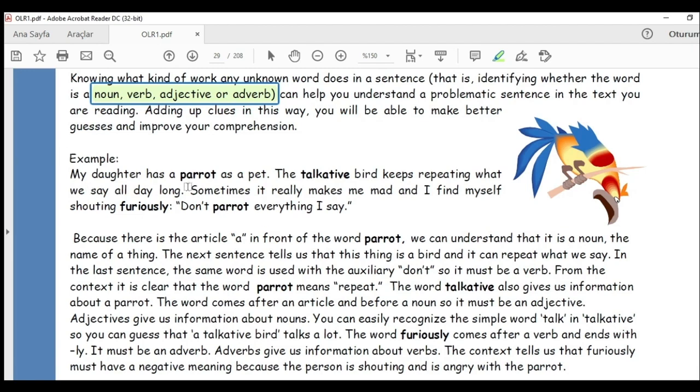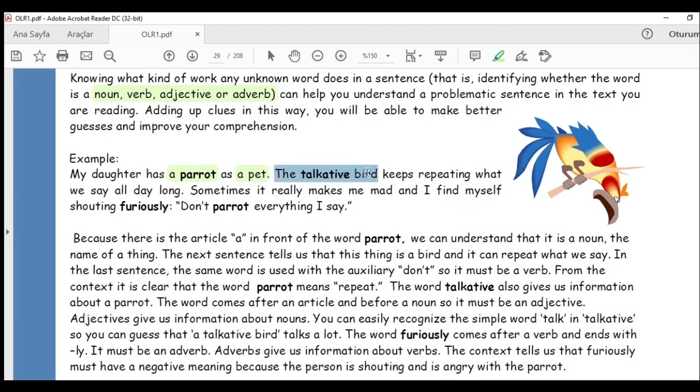Now let's take a look. My daughter has something, right? She needs to have something. So parrot is a something. And because it's a something, it is actually a noun. There is another clue for this. There's an "a" here. And after "a" there can be an adjective, of course. It can be a big parrot, it can be a small parrot. But after an "a", you may or may not have an adjective, but you will definitely have a noun, okay? So parrot is a noun. Similarly, a pet is also a noun.